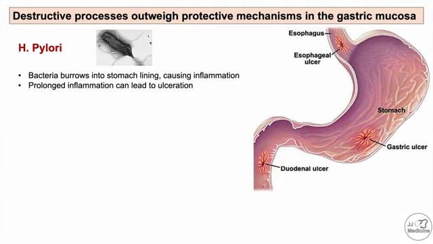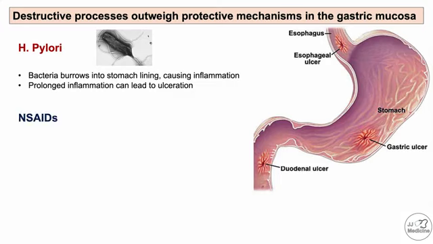So this prolonged inflammation, you can think of it as a balance. So the prolonged inflammation is increased destructive processes, and the protective mechanisms cannot compensate. So we're going to have more destructive processes than protective mechanisms. That's why we're going to see ulcerations occur.